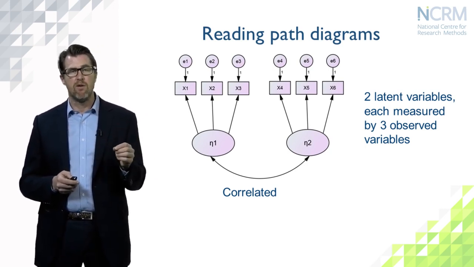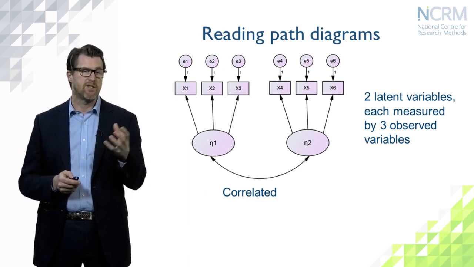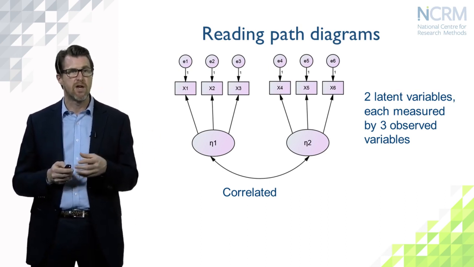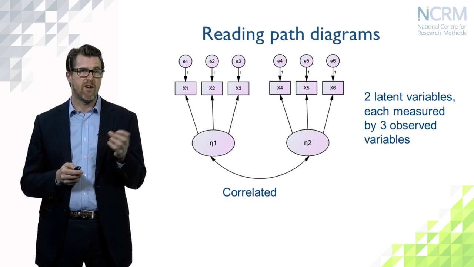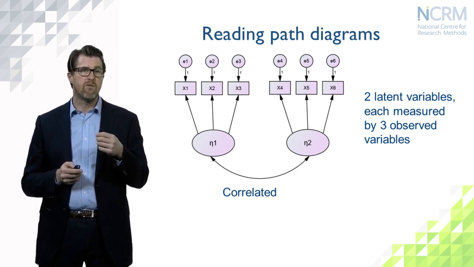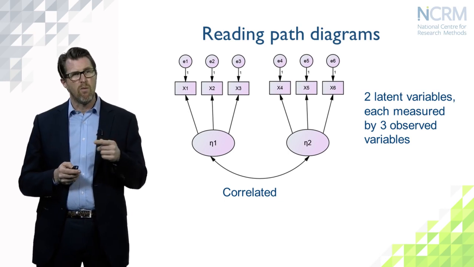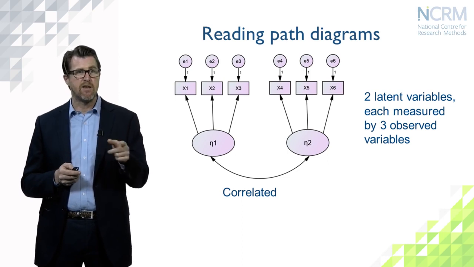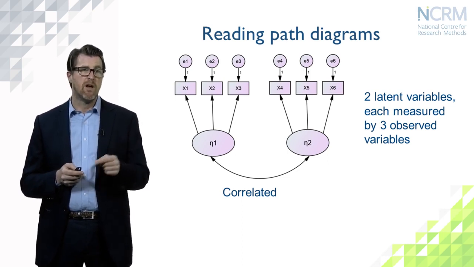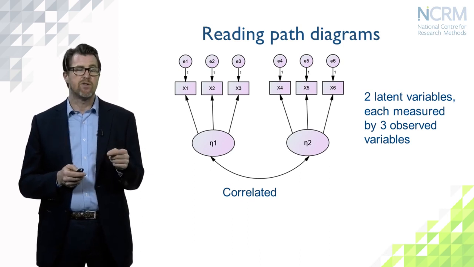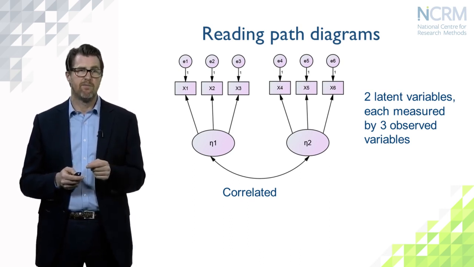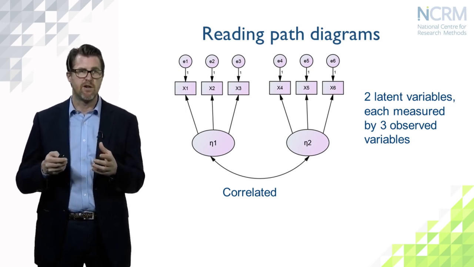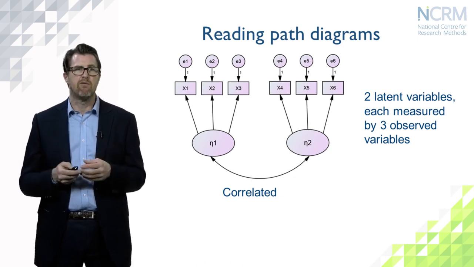Now we have two latent variables, eta 1 and eta 2. It's essentially the same diagram as we saw in the previous slide, but now we have two latent variables and six observed variables, six variables in rectangles, each one of which has an error term. We've also added a curved line with an arrow at each end. This shows that in our model, the two latent variables are correlated with one another. We're not saying anything about the direction of the relationship between eta 1 and eta 2. We're just saying that we think there is some kind of relationship between them.